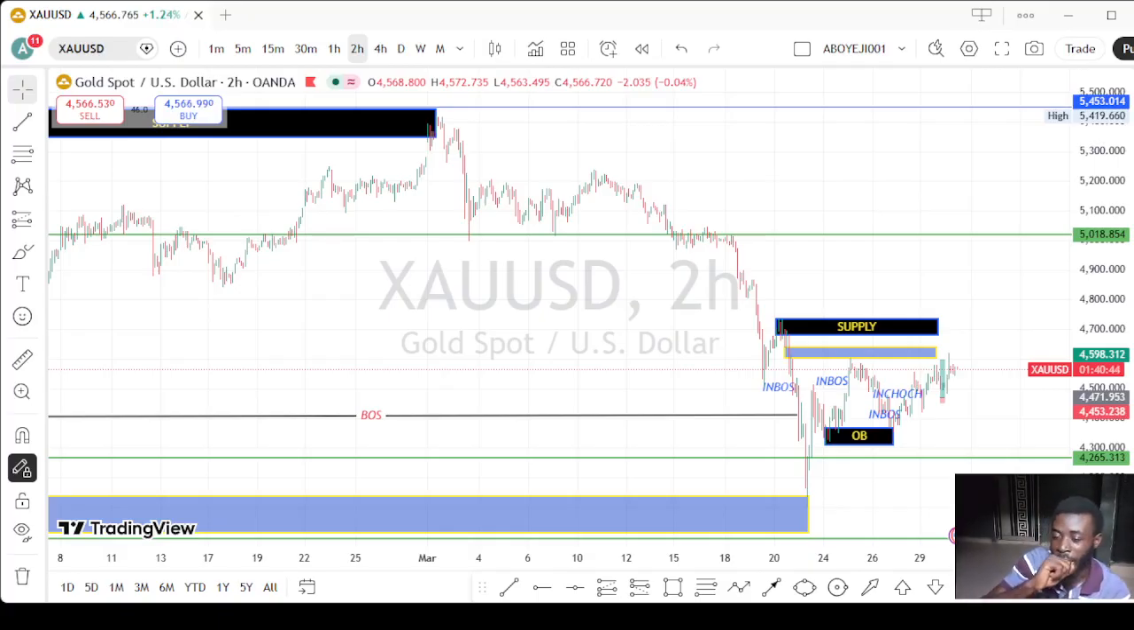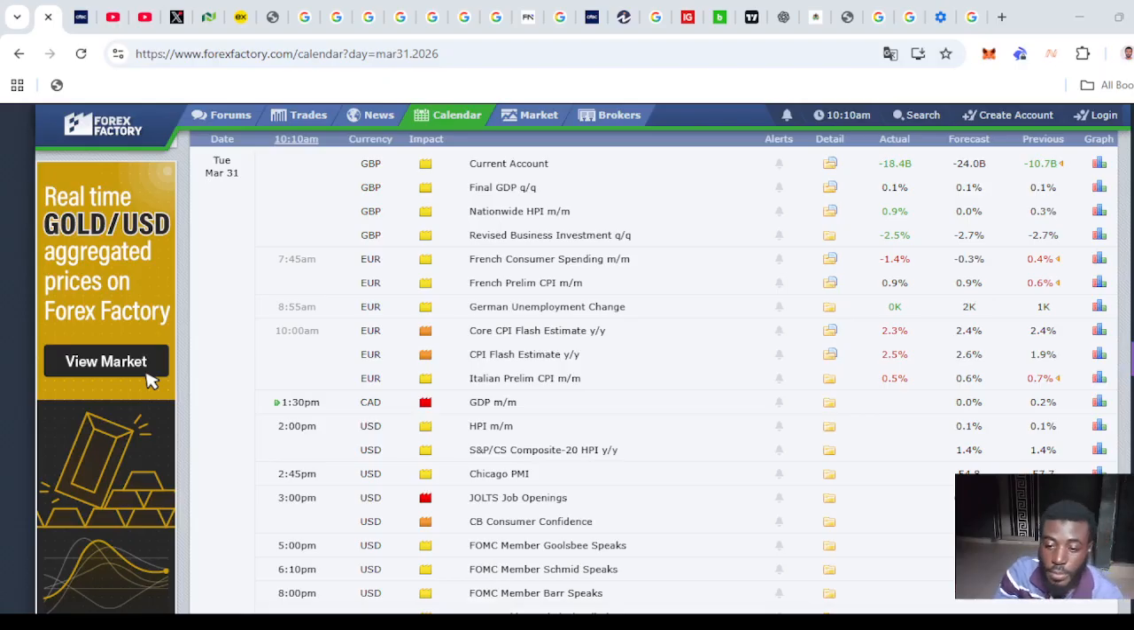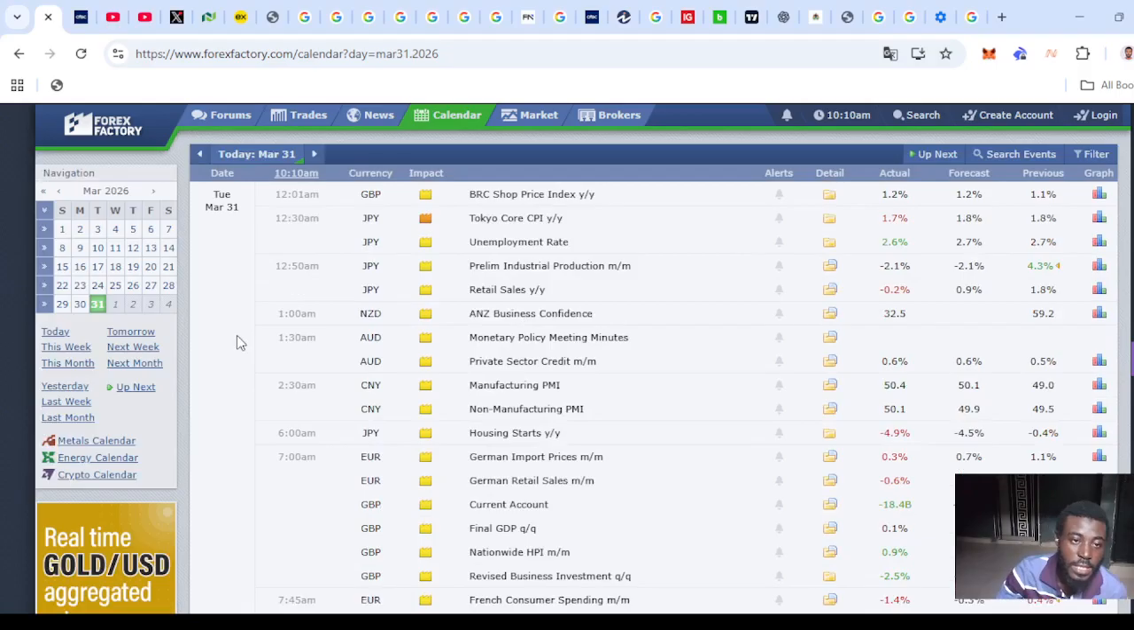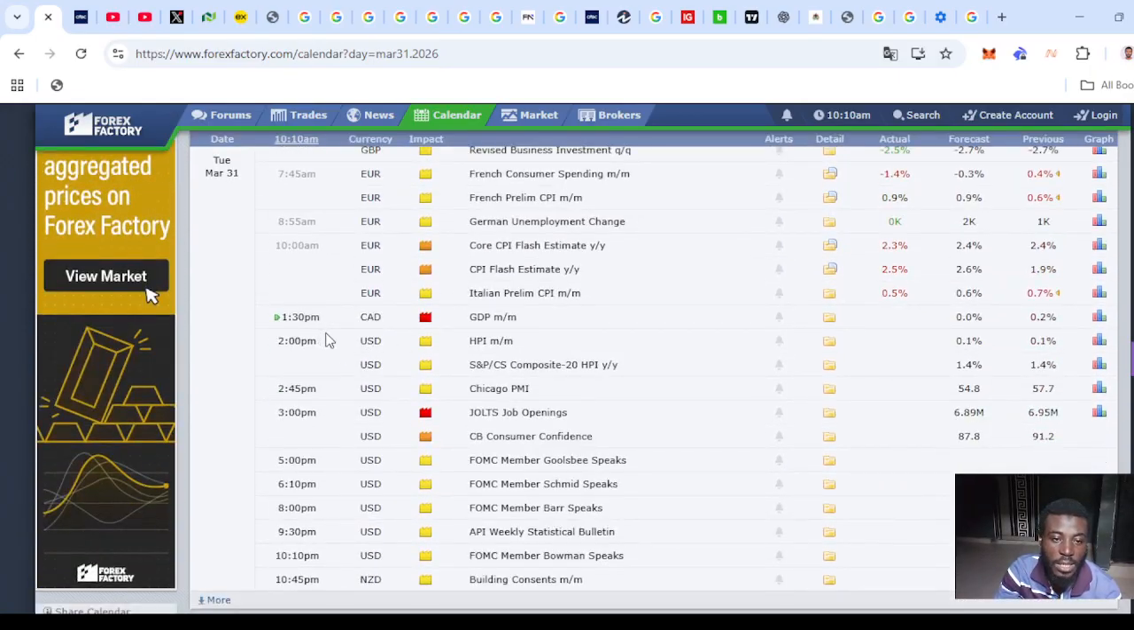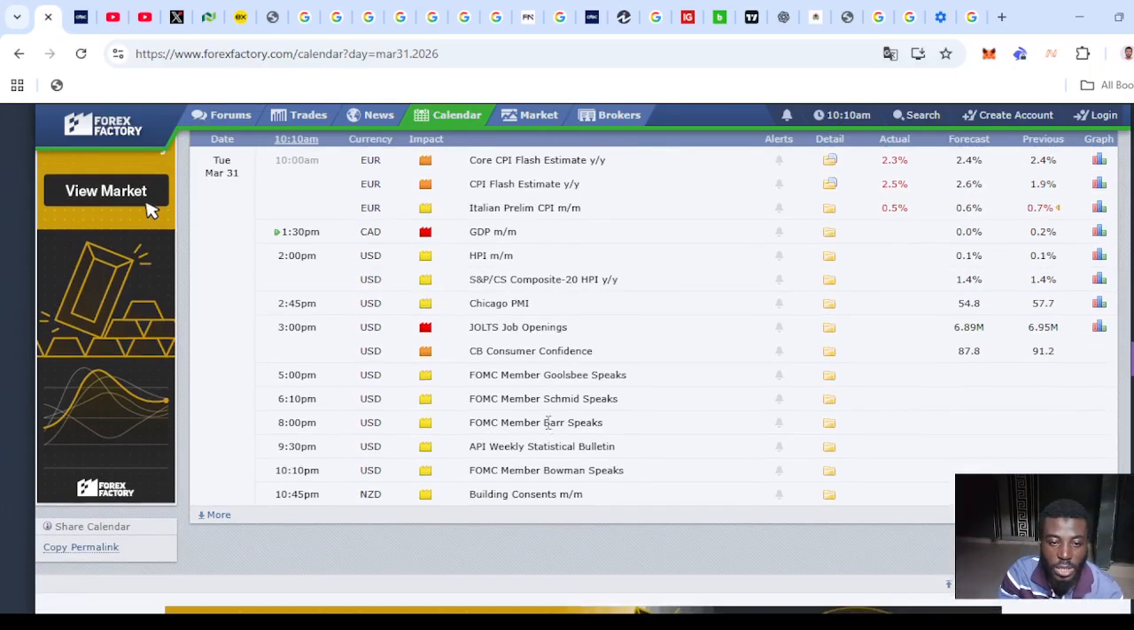So let's quickly move into the chart. Let's quickly move to Forex Factory to see if there is any high impact news. This is our Forex Factory. This is the last day of March, the 31st, and this is what we are having around 1:30. This is Canada news; we are not trading any pair with Canada. So USD, the pair we are trading, and this is JOLTS job openings.